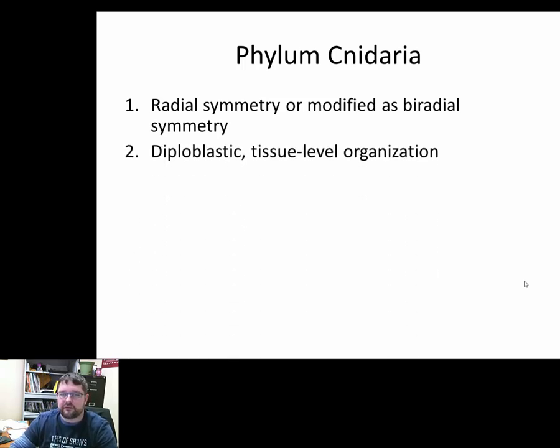They're diploblastic, so they have two layers of tissue organization. If you remember from Porifera, they are tissueless, or there is no tissue. And we jump from no tissue straight to diploblastic, two tissue levels of organization. Was there once a species that was monoblastic? Yeah, we're pretty sure there was, but we have no living examples, at least right now, of monoblastic tissue level organization.